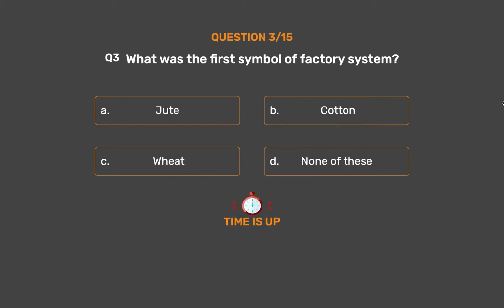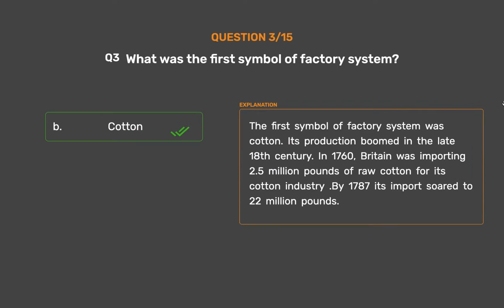The correct answer is Option B. Cotton. The first symbol of factory system was cotton. Its production boomed in the late 18th century. In 1760, Britain was importing 2.5 million pounds of raw cotton for its cotton industry. By 1787 its import soared to 22 million pounds.